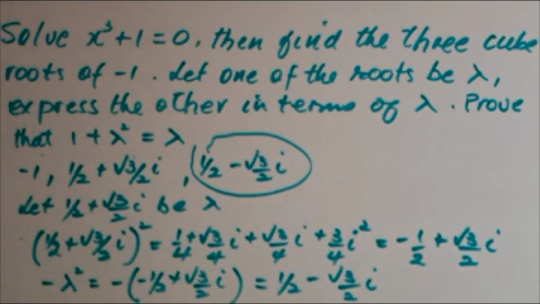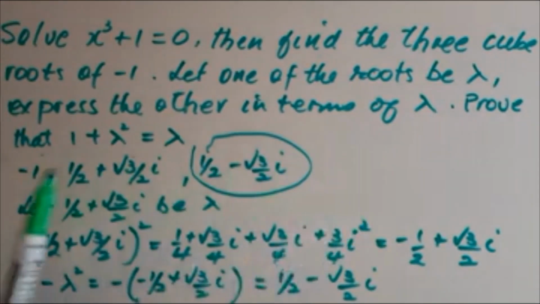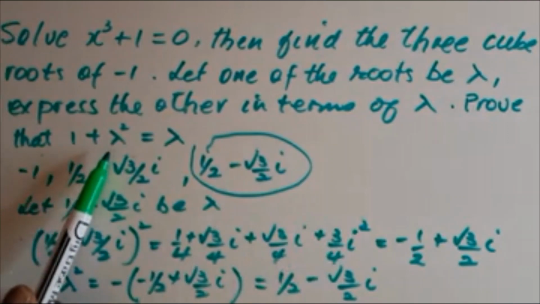So this is the end of part 2. In part 3, I'll be proving that 1 add lambda squared is equal to lambda.